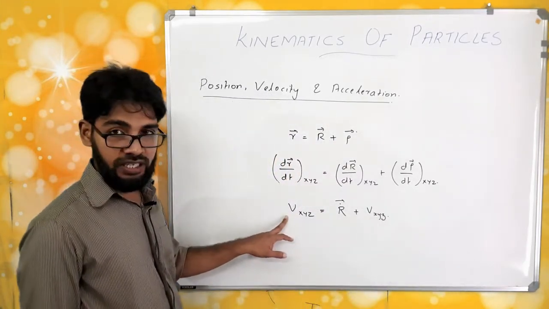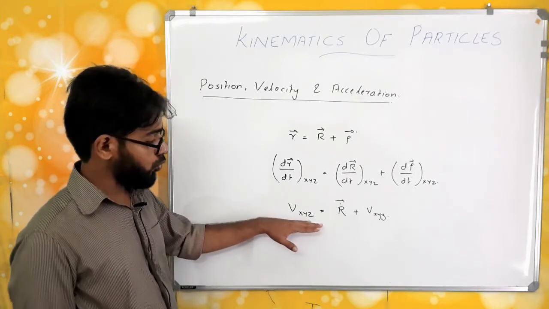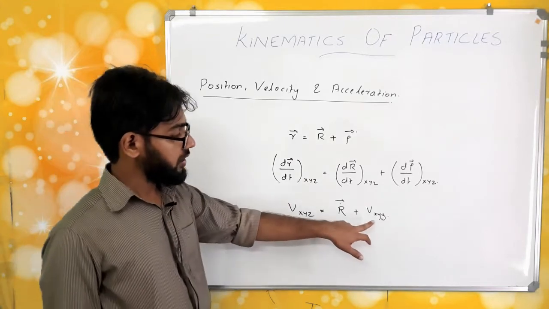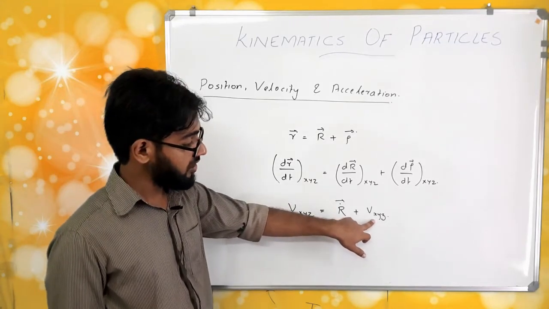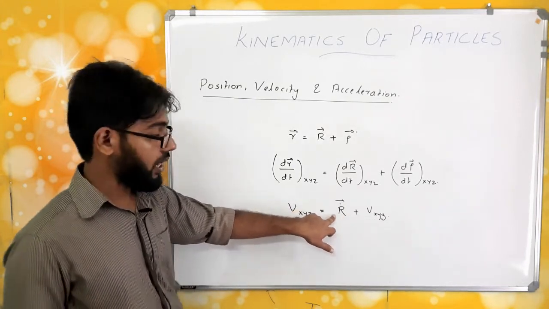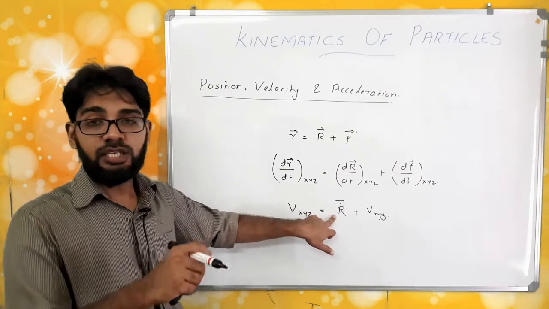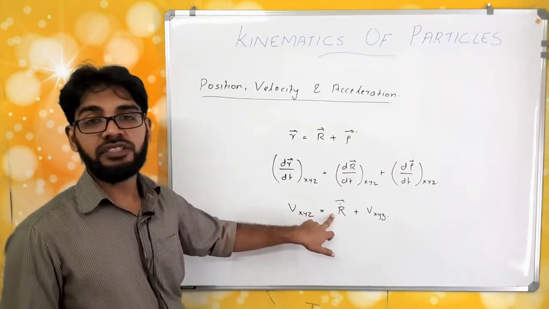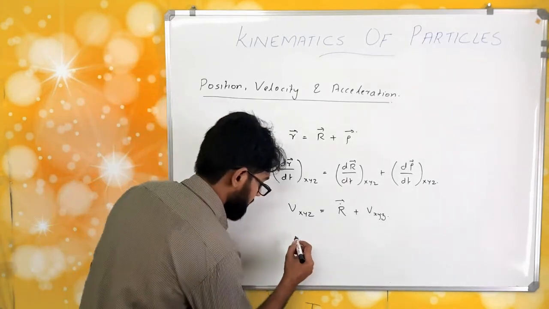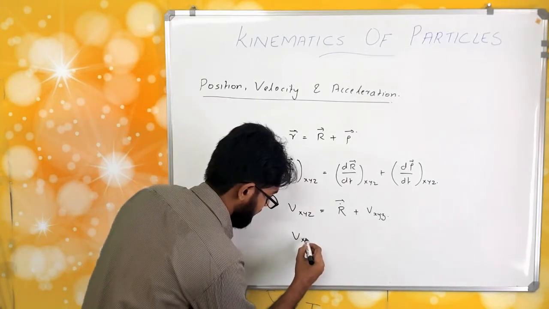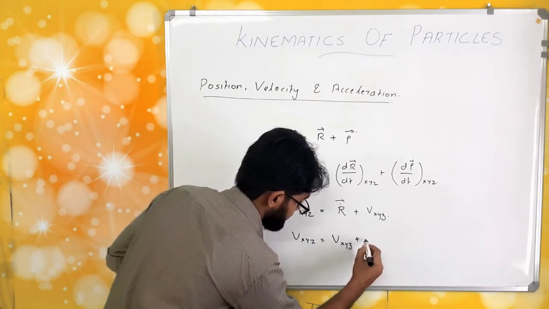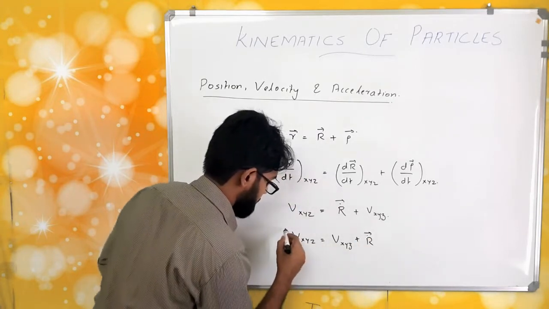So, the velocity vector with respect to the fixed reference frame X, Y, Z is equal to the velocity vector with respect to the translating reference frame, v small xyz, plus R dot vector, where R dot indicates the rate of change of the translating reference frame with respect to the fixed reference. So I can rewrite this as V capital XYZ is equal to V small xyz plus R dot.